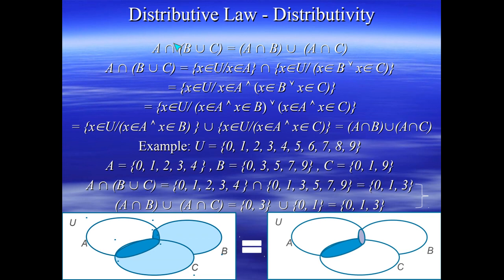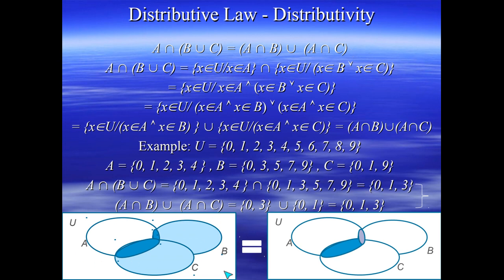So let's see. A intersection, B union C. Is it equal to? We just distribute the intersection in the parentheses: A intersection B union A intersection C. This is the law. A intersection, B union C, means A intersection B union A intersection C.